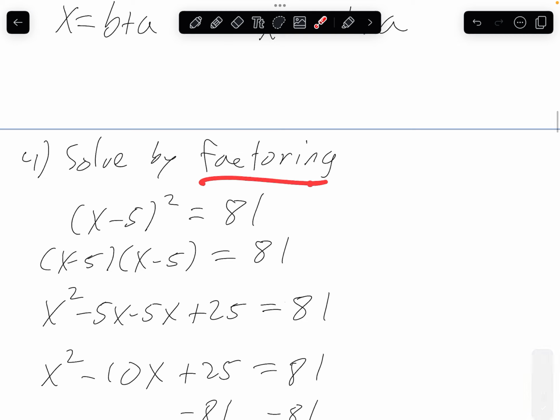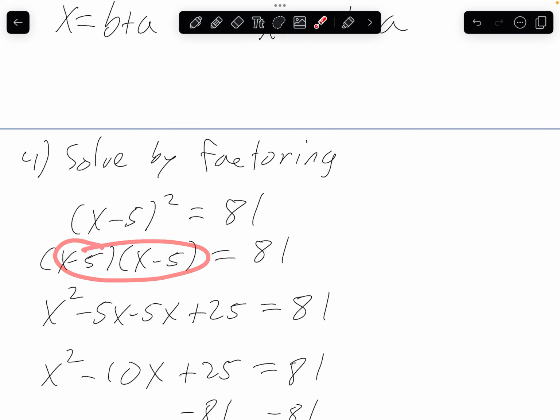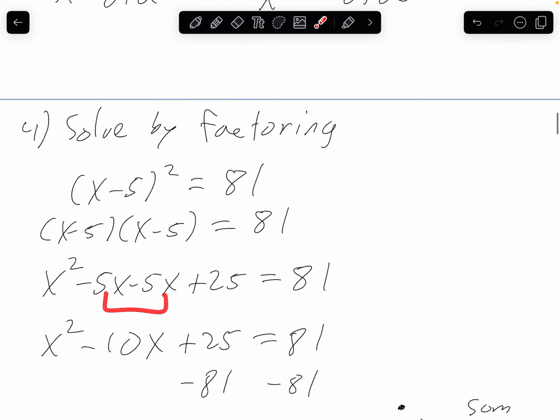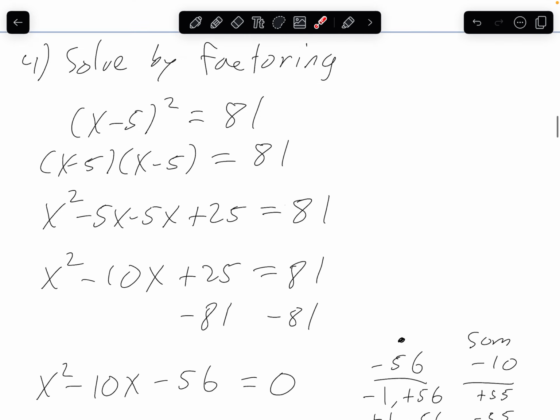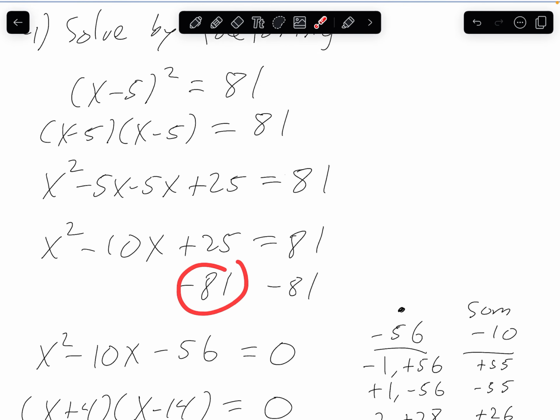If we solve this by factoring, that means we have to expand x minus 5 times x minus 5 to get x squared minus 5x plus 25. That's through the use of FOIL. And then we can combine like terms right here. X squared minus 10x plus 25 equals 81. Set this equal to 0. Subtract 81 from both sides. X squared minus 10x minus 56 equals 0.